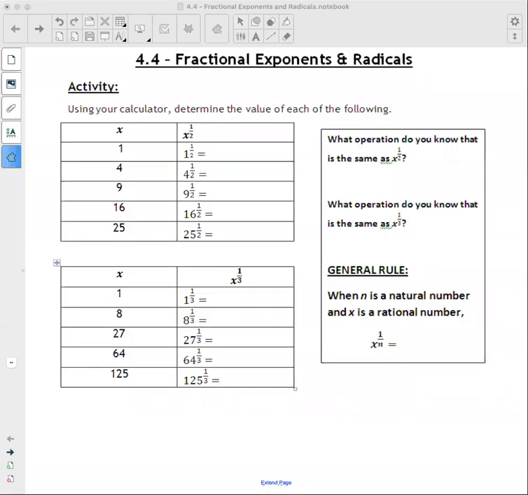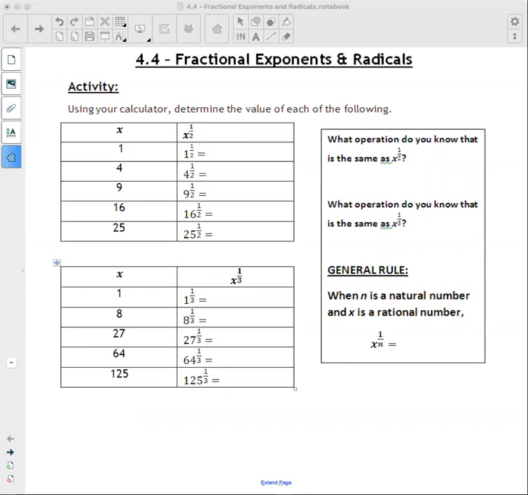Hello, everybody. For this video lesson, we're going to be learning about fractional exponents and radicals. Okay, so before we get going with that, I'm just going to do a little exercise here. Using your calculator, you're going to determine each of the following values.